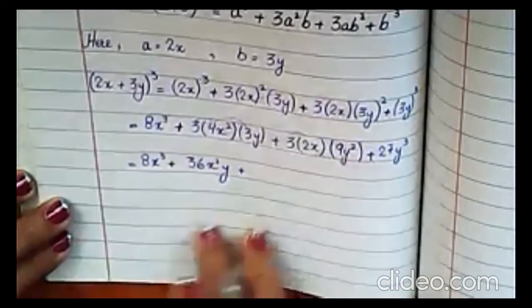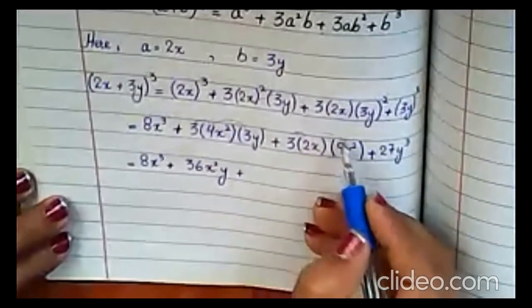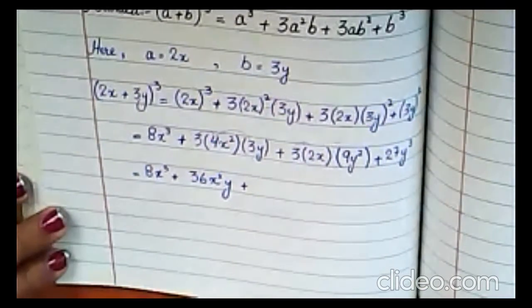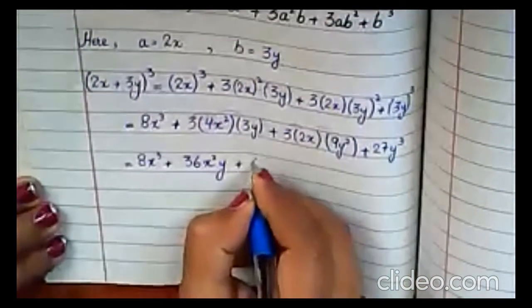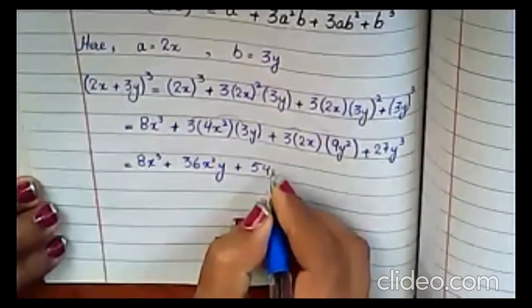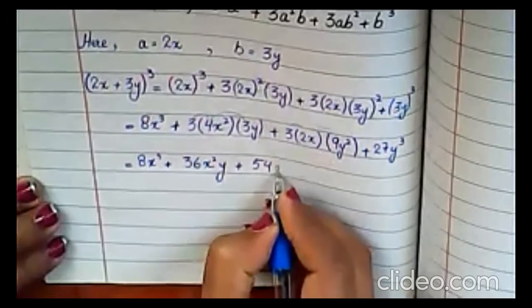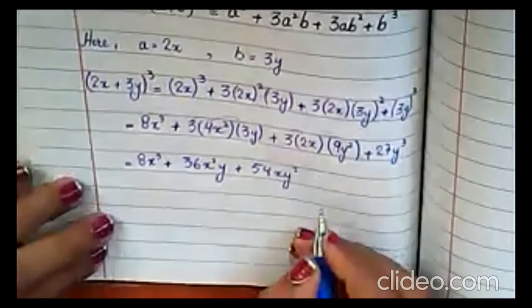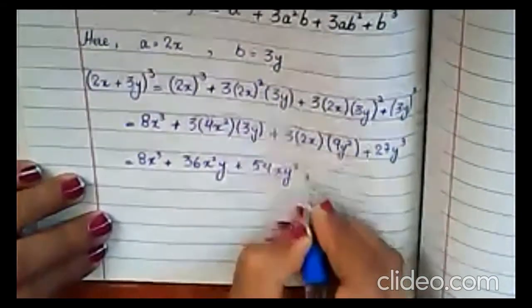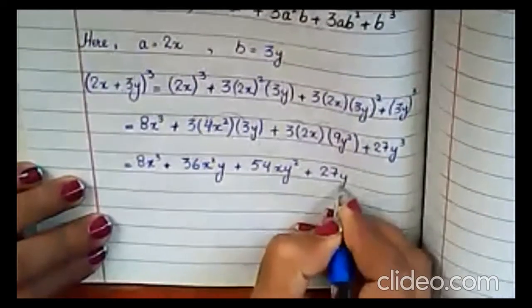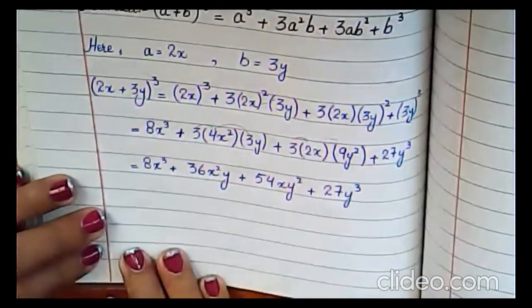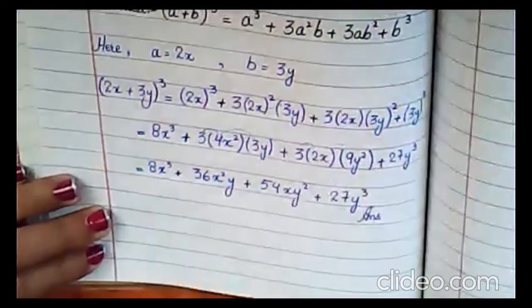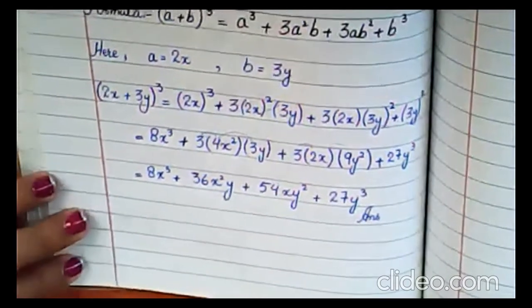3 multiplied by 2 is 6. 6 multiplied by 9, what will be the answer? Very good, Zimel. Very good, everyone. So the answer will be 6 multiplied by 9 is 54. Okay. And what you will write here? The variables, x, y square. Understand? Now the last is this one. You will copy it as it is. That is 27y cube. Okay. This is your final answer. Please tell me, is it clear?